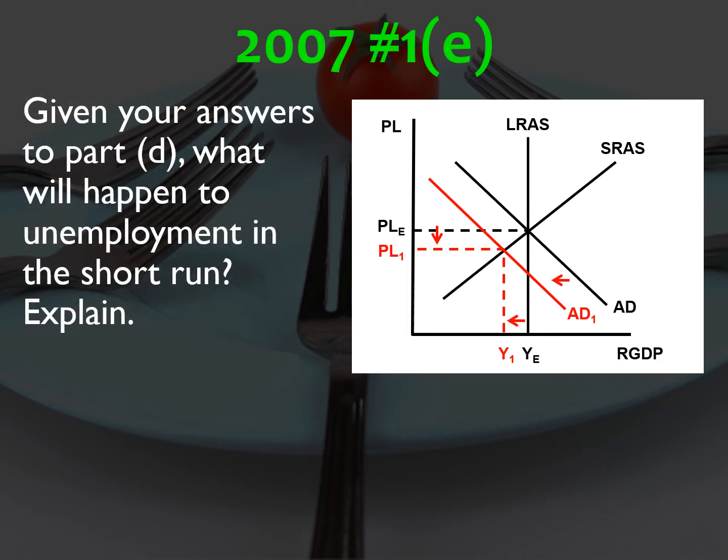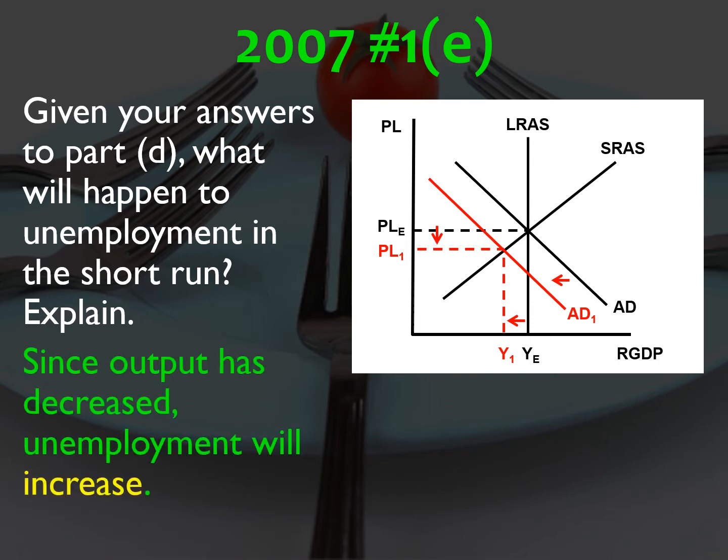Part E, given your answers to Part D, what will happen to unemployment in the short run? Explain. So since real output has decreased, unemployment will increase. Remember, unemployment and real output are inversely related.